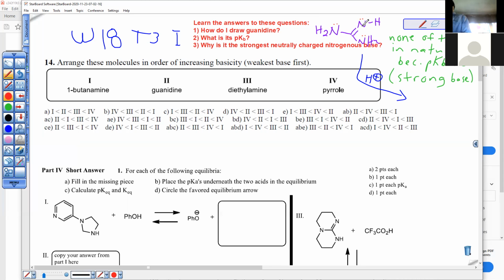Park it up here, and it can resonate with these lone pairs. It's got a pi bond that can become a lone pair. And you get 3 equal resonance forms. So guanidine, 100% of this in nature. All guanidine in nature looks like the one I'm about to draw. 100% of guanidine in nature looks like this. Conjugate acid, right?